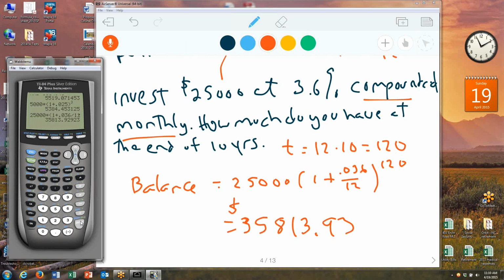So how much of that was in interest? If I say how much of that is in interest, you would go ahead and subtract those two. So it looks like it's about $10,813.93 in interest.